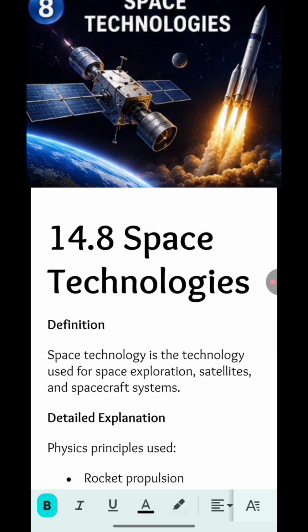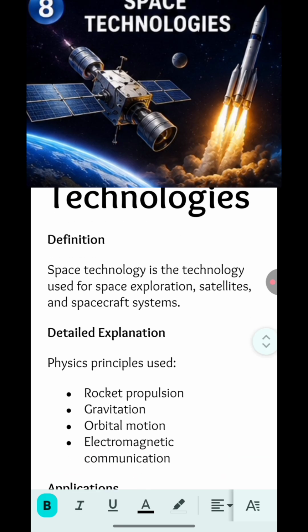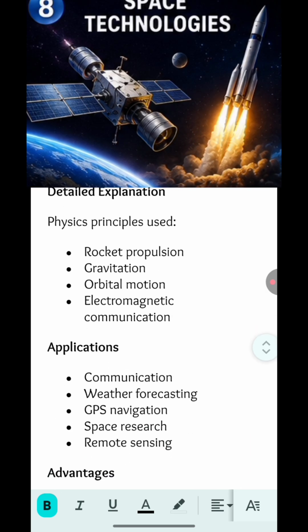Now we can see space technologies. It is also one of the emerging technologies of physics. Space technology is the technology used for space exploration, satellites, and spacecraft systems. Physics principles used in space technology are rocket propulsion, gravitation, orbital motion, and electromagnetic communication. These are some applications we are going to discuss here.